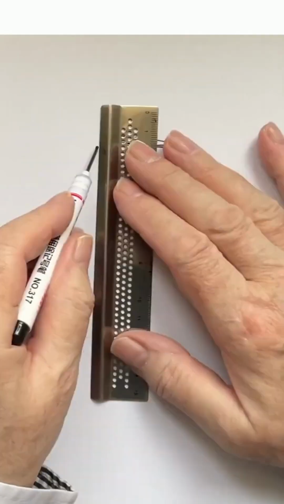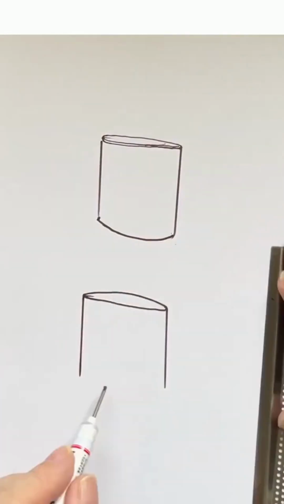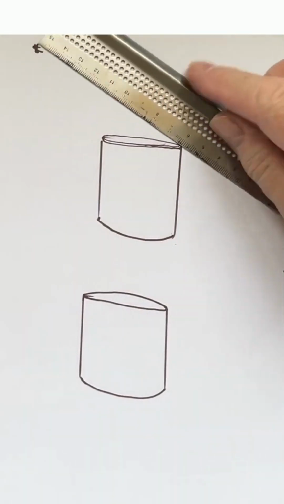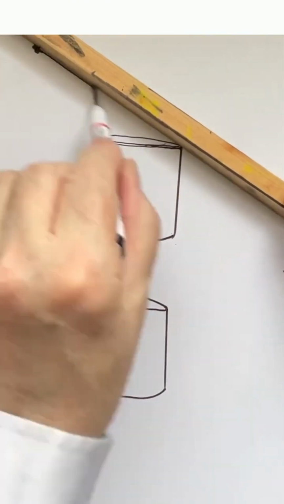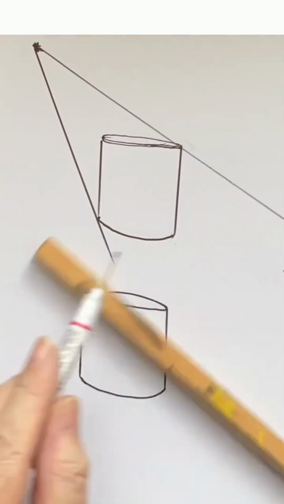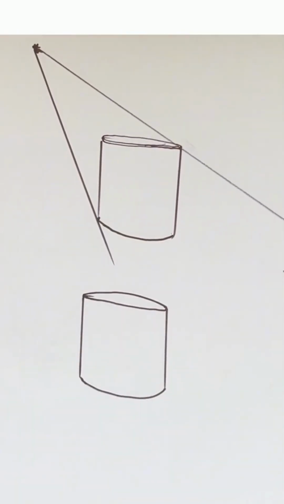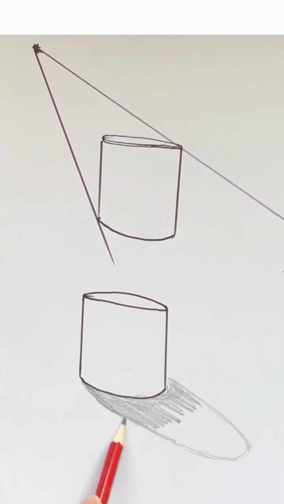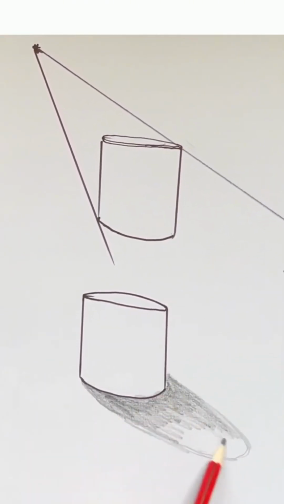To improve your shading, you have to have a light source. Here it is, the dot. Imaginary lines from the light source indicates the area in which the shadow will fall. This is the shadow of a drum or cylinder.